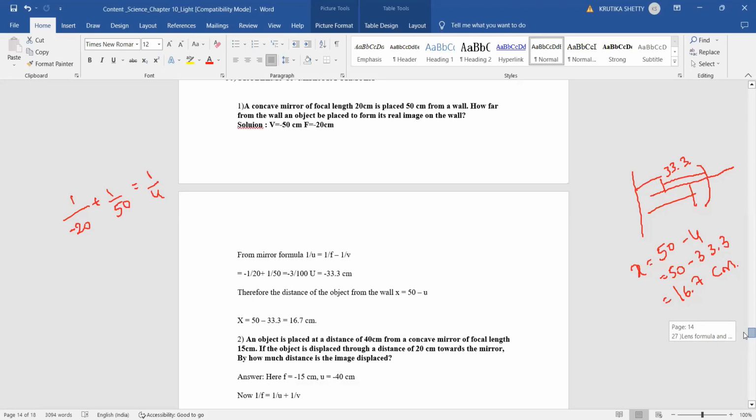So see the question. I hope it is all visible. An object is placed at a distance of 40 centimeters from a concave mirror of focal length 15 centimeters. If the object is displaced through a distance of 20 centimeters towards the mirror, by how much distance is the image displaced? So copy down this. We will continue solving the exercise in the next class. Okay. Just copy down, then we will finish this. Okay. Thank you.